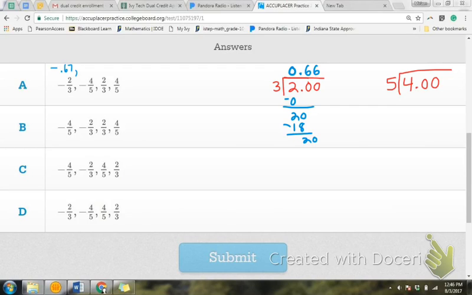5 does not go into 4, so that first one is 0. And then I have 40. And 5 goes into 40 8 times. 40 minus 40 is 0. So 4/5 is the decimal 0.80. So negative 4/5 is negative 0.80.